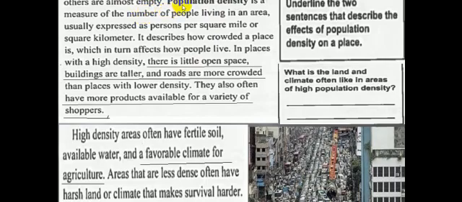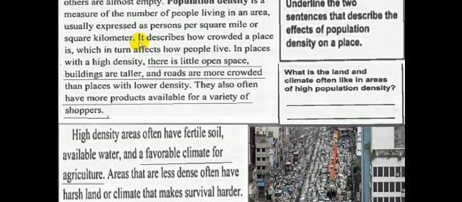There is a very important thing we need to know, which is population density. What is the population density? It is a measure of the number of people living in an area. We will choose a small city like Hurghada. We will measure the number of living people in Hurghada, and this number will be the population density, usually expressed as persons per square mile or square kilometer.